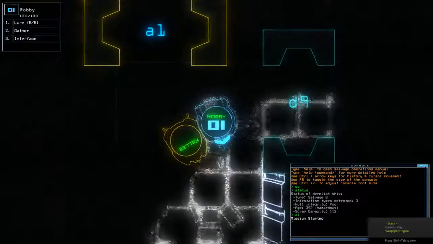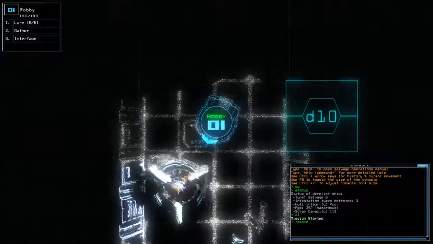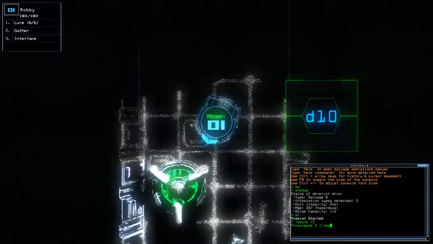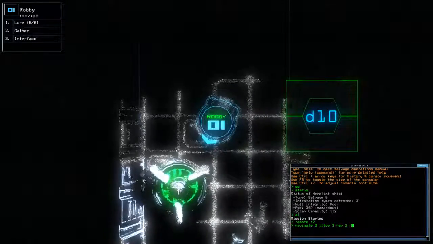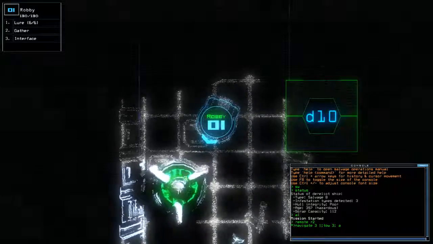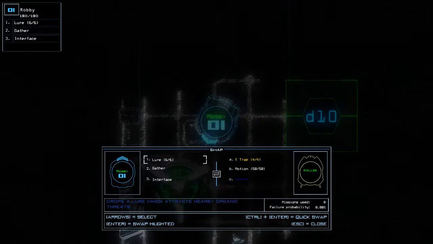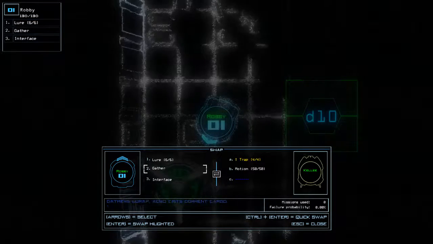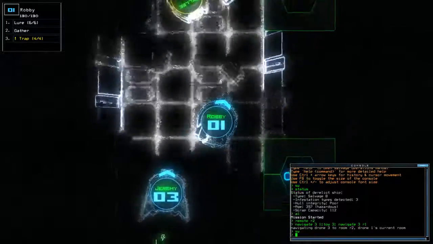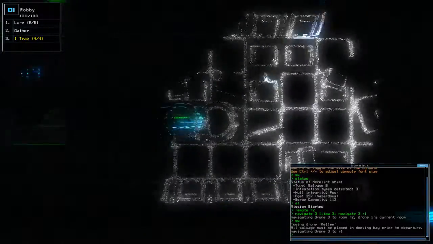And straight off the bat we have a drone. Moat R2, nav 3, 1, tow 3, nav 3, R1. Nav 3, R1. Ooh, we have a trap. I will take that, thank you. Alright. It's broken though, that's the only problem.